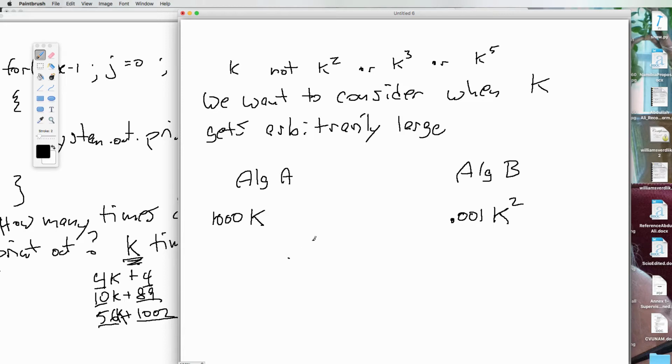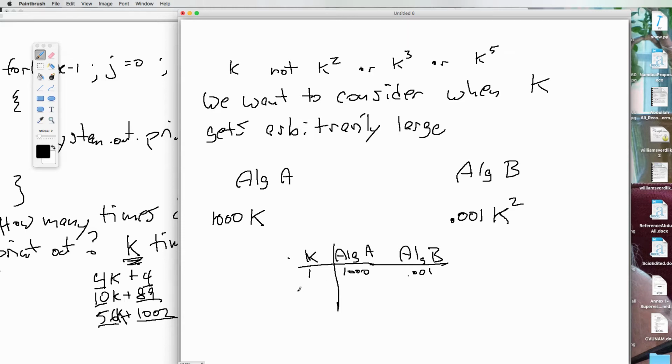Well, you got to be careful here. That's a little bit of a loaded question. For example, if k is equal to 1, we can see that this would be 1,000 and this would be 0.001. So let's consider, we could even make a table here. Here's k, and here's algorithm A, and here's algorithm B. And if k is 1, then A is going to take 1,000, and B is going to take 0.001. And in that case, clearly algorithm B is better.